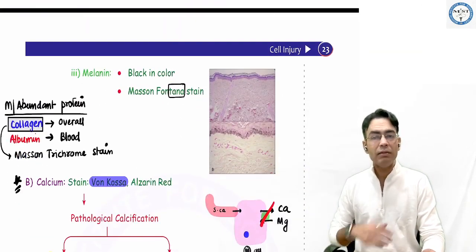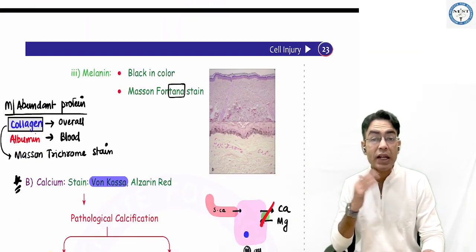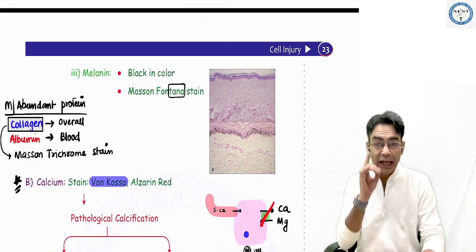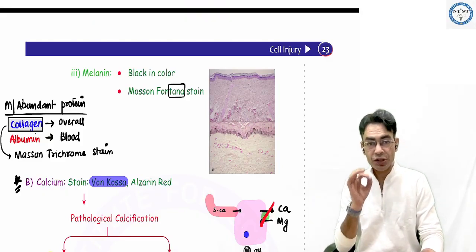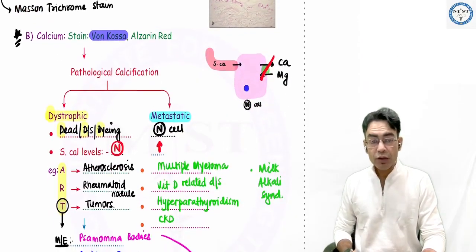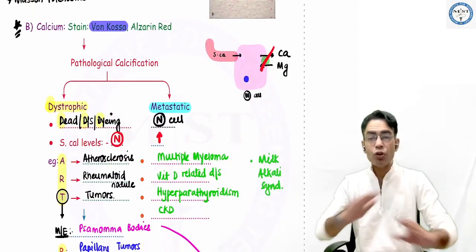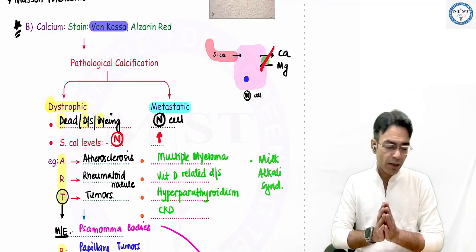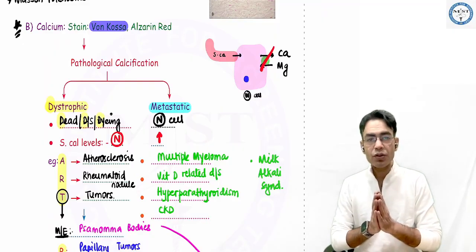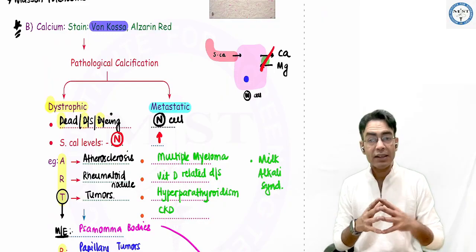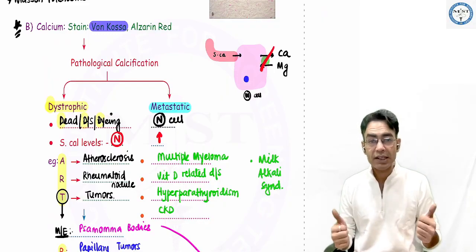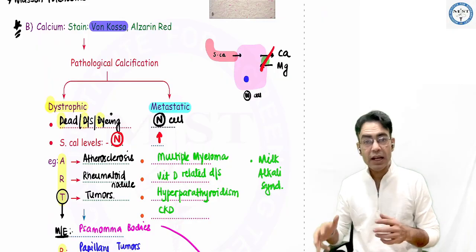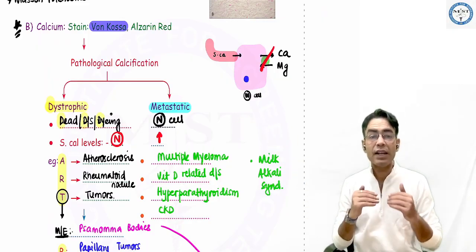Then comes melanin, black in color, Masson Fontana stain. Collagen, Masson trichrome stain. Then comes calcium, the most important topic. Straightforward questions are going to come, and these would be on pathological calcifications of two types, dystrophic and metastatic. Dystrophic calcification, D for D: dead, dying, diseased tissues. And metastatic calcification is seen in a normal cell.